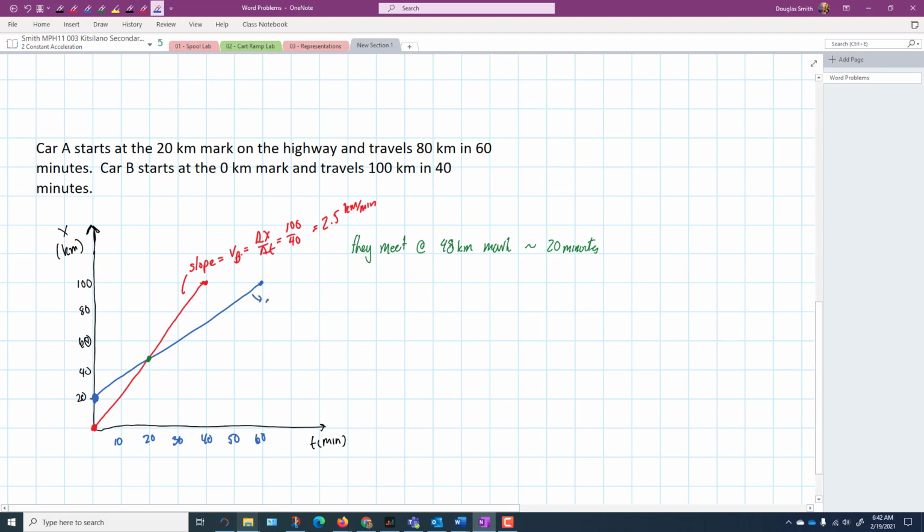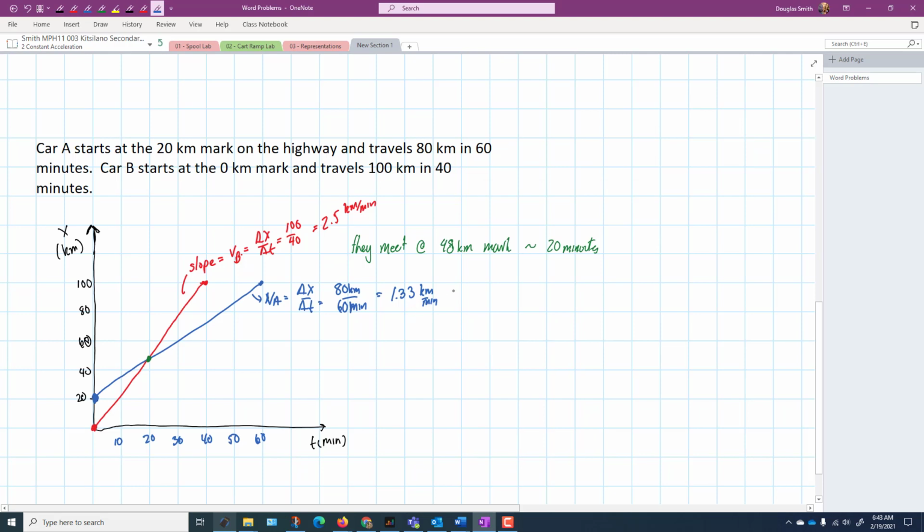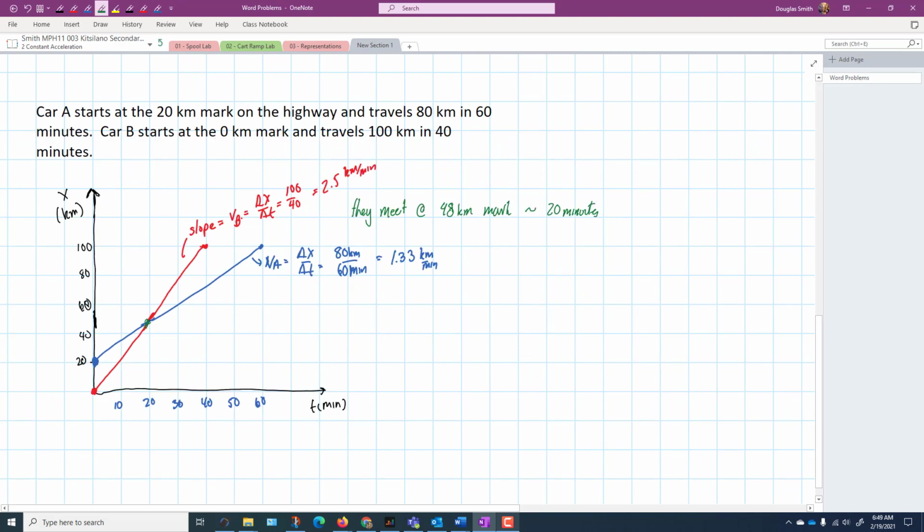Okay, this one, VA, is equal to delta X over delta T. And it changed 80 kilometers in 60 minutes. So 8 over 6, that's 4 over 3. That's 1 1/3. So that's 1.33 kilometers per minute. We could double check that just to make sure. 80, 60. Okay, looks good. All right.